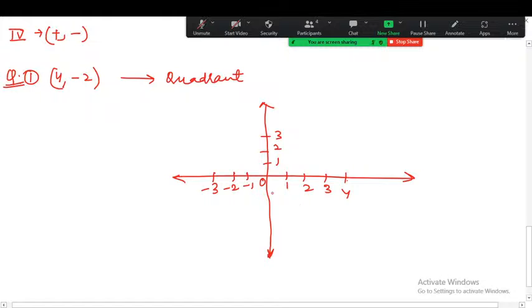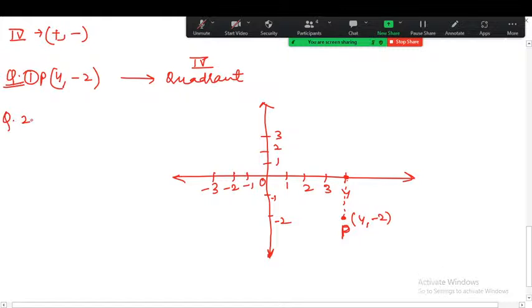Plus minus is quadrant 4, exactly. You have to move 4 units on the x-axis, then 2 units downwards. Then only you will be able to reach 4 comma minus 2. That is the fourth quadrant, and it can be located like this. I have located it here. Let's say it is P. A point is located using a capital letter. Remember that.